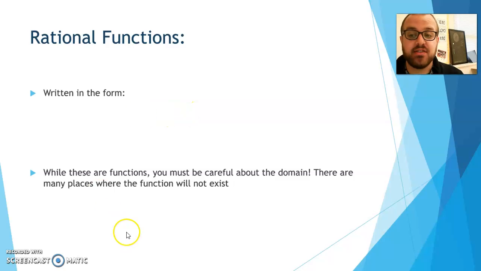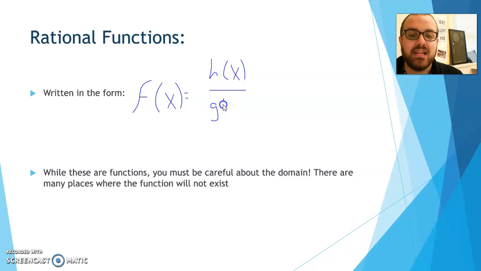So first of all, let's just make sure we have a formal definition. What is a rational function? I always think of it as the form f of x equals h of x over g of x, where h and g of x would be polynomials, okay? Basically, what makes something a rational function is it's a polynomial divided by another polynomial, okay?